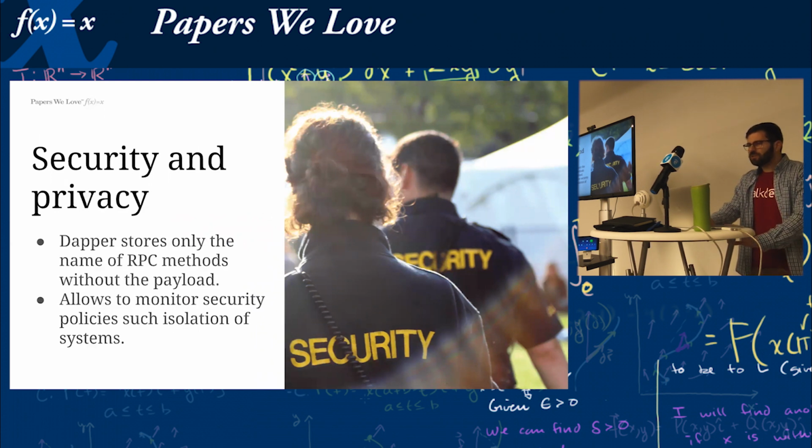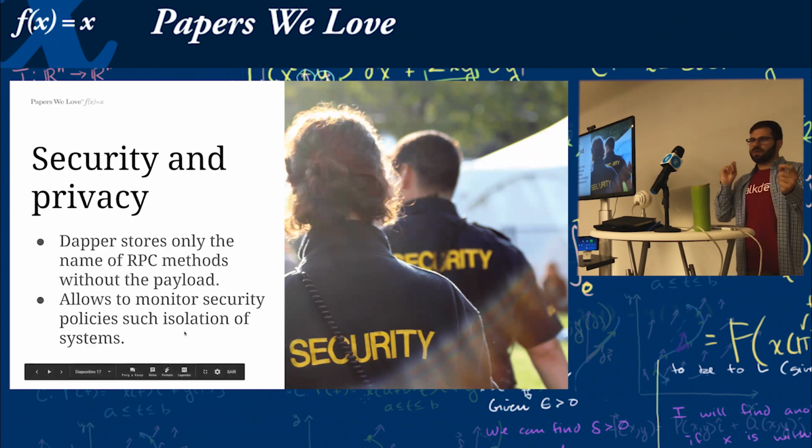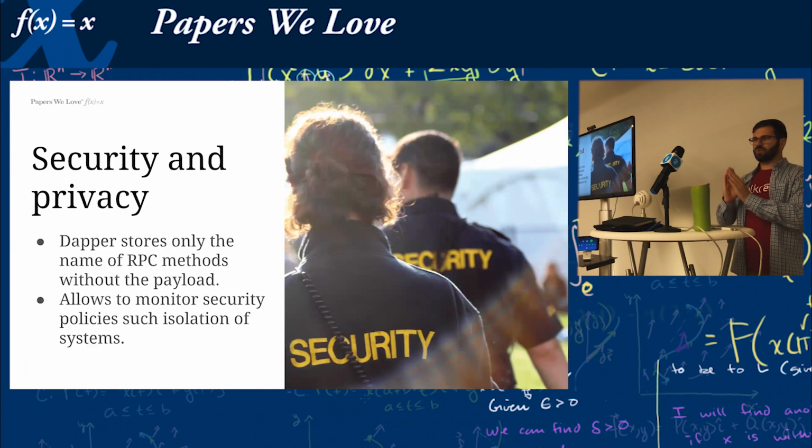Okay. And actually, one interesting thing that they describe in the paper is that since with Dapper you can know which services are communicating with each other, you can verify if an isolation policy between two services is being accomplished. They don't detail a lot of this. I never saw these kinds of requirements in the companies I've worked at, but I expect that this sometimes can happen. Isolation of services and so on, security. That's another advantage of Dapper.